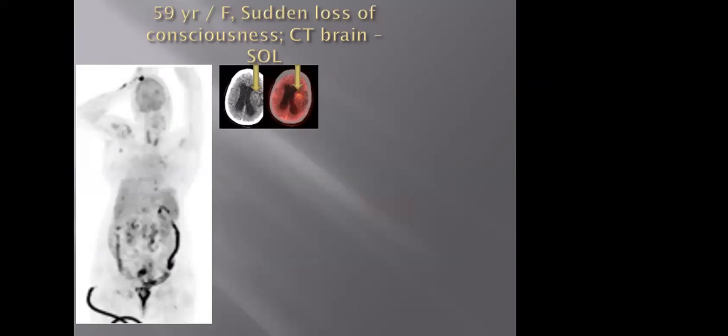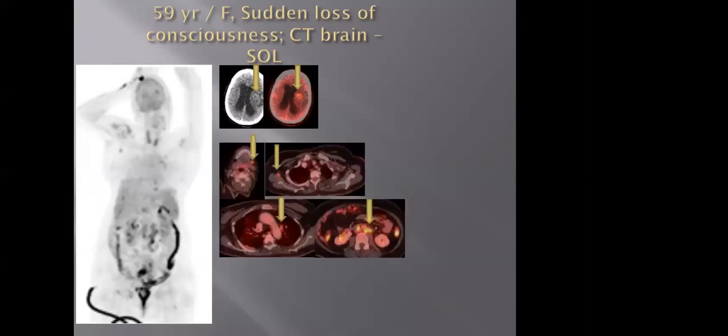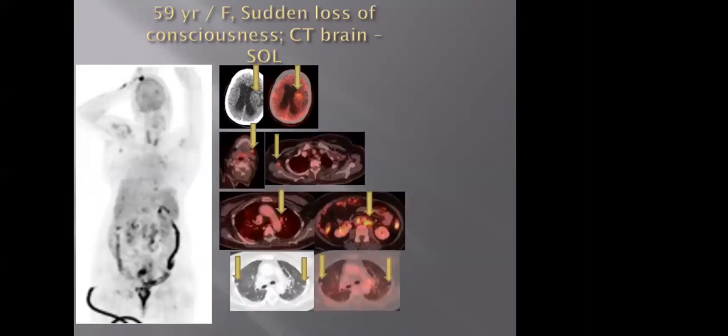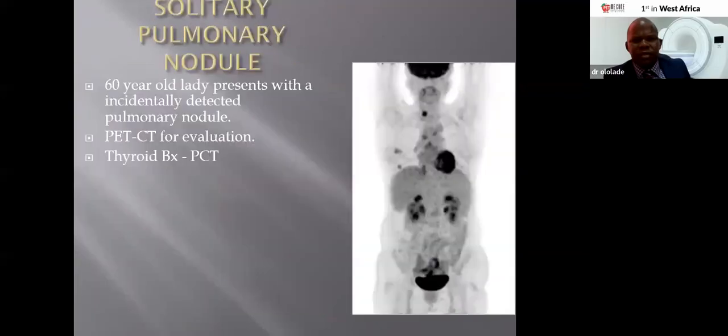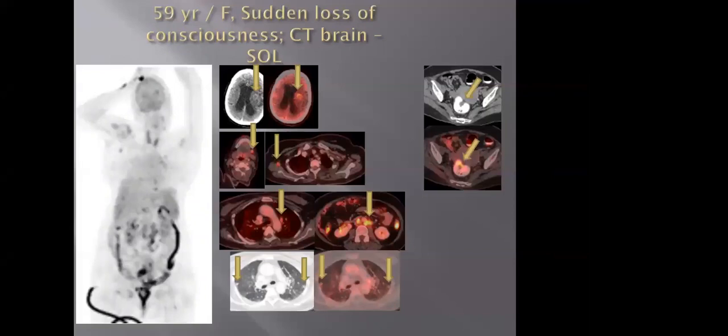This is a case presented with a loss of consciousness, CT brain showing a space-occupying lesion. Next slide. There were multiple nodes and lung nodules. Next slide. But there was a small lesion in the rectum, and because there was no other primary elsewhere, we tried to impress that this might be a case of carcinoma rectum with extensive metastasis. Next slide, please.